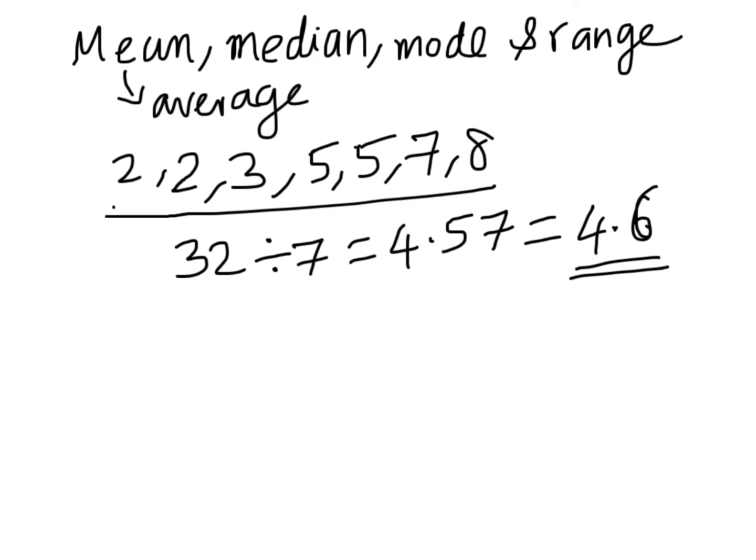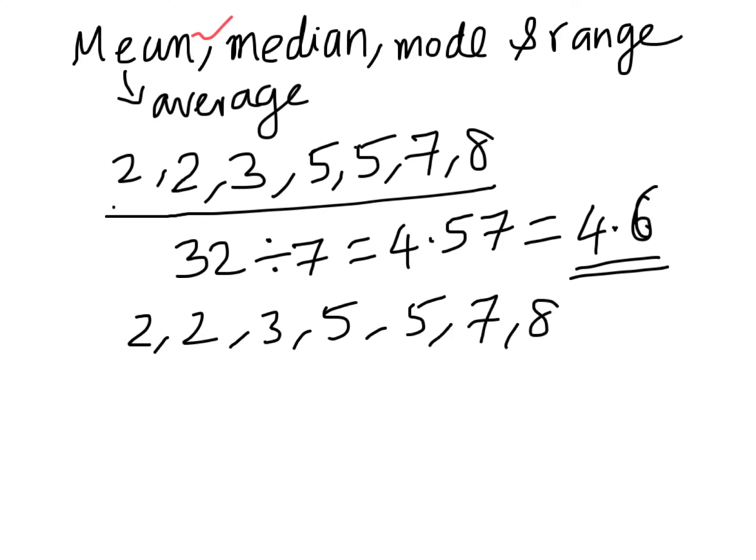Next, median. So this is your mean. We've done the mean, and now we're going to be looking at median for the same sample. To find the median, you need to put the numbers in increasing order. It's already in that order, as you can see here: 2, 2, 3. If not, you have to put this in increasing order. Okay, 4, 7, 8. I have just repeated this because it's already in order.